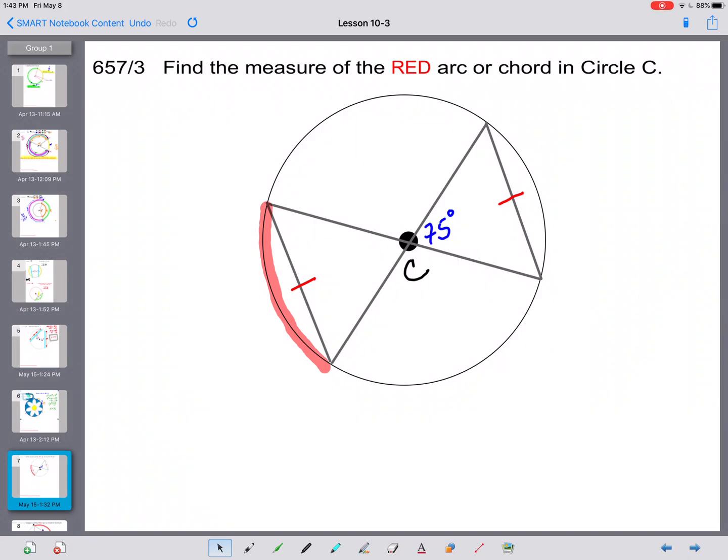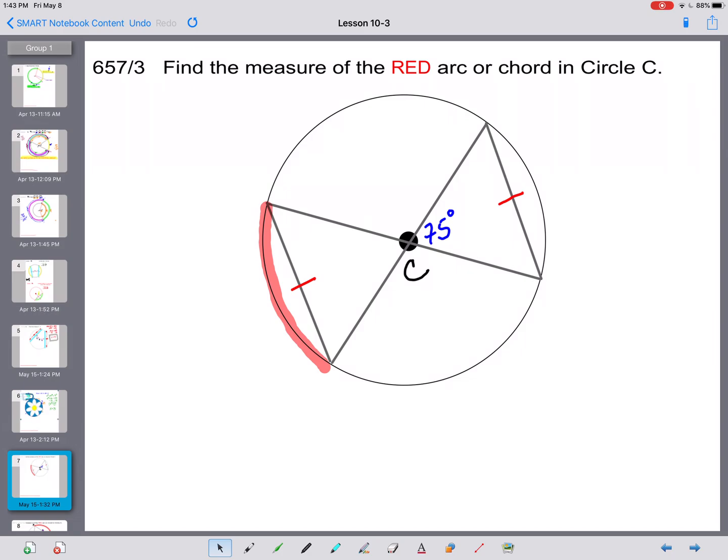This is going over geometry homework page 657. Let's get going here. We've got 3, 4, 5, 6, 7, 8, 9, 10, and 11. Here we go. First of all, find the measure of the red arc or chord in circle C.